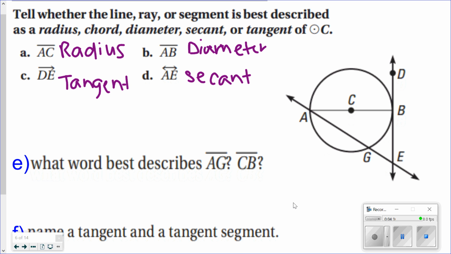Next, what word best describes segment AG? So if I were looking at, and we don't have arrowheads, that's why I know it's the segment. So we're just talking about from here to here. And since it's not a line, it's a segment, we know that this would be a chord. How about CB, segment CB? So we go from here to here and we stop. What would that be called? It would be a radius.